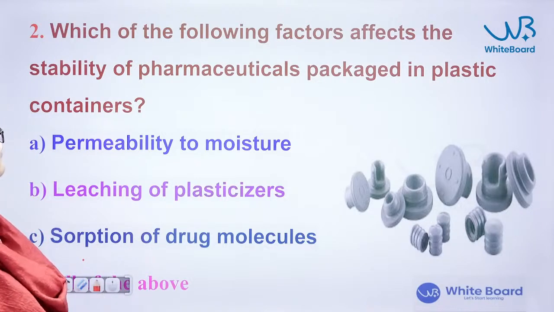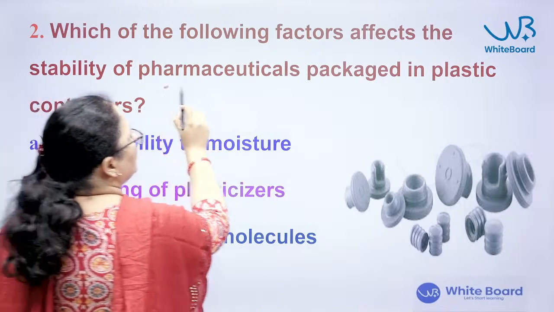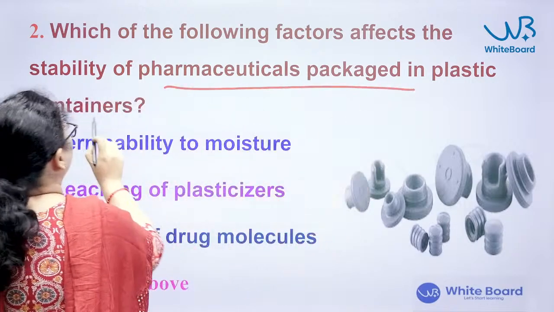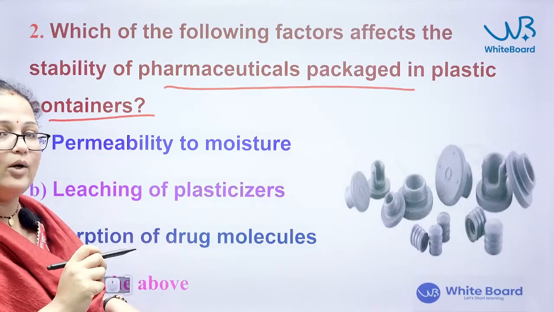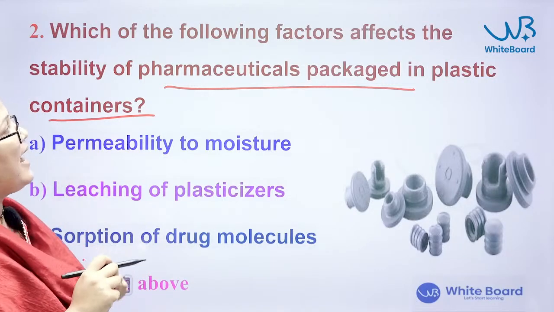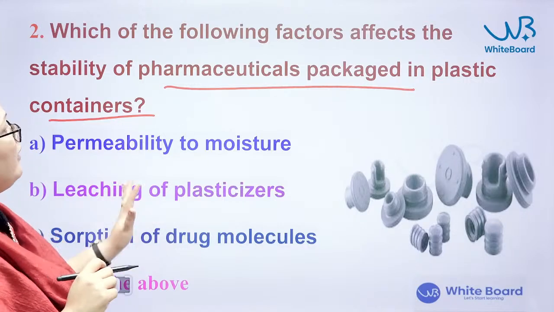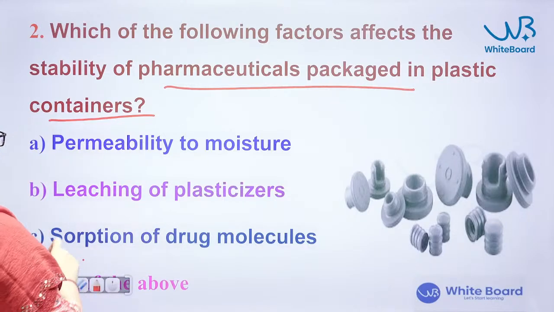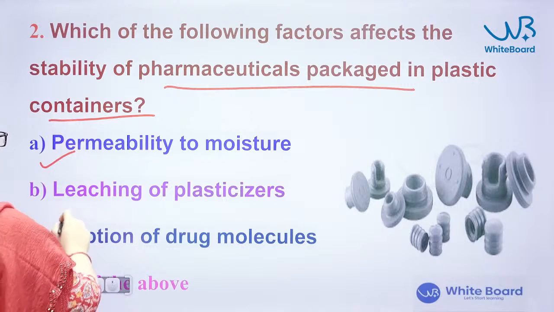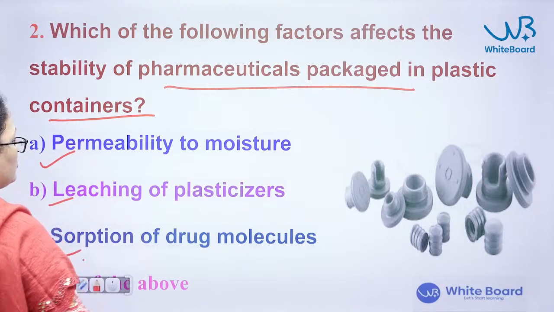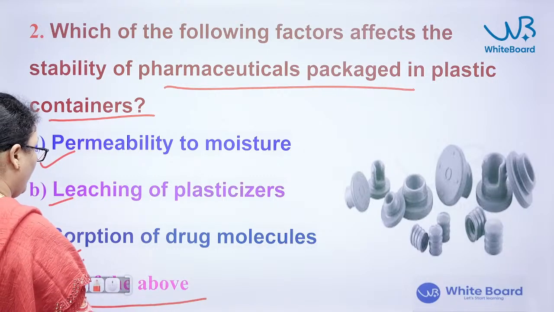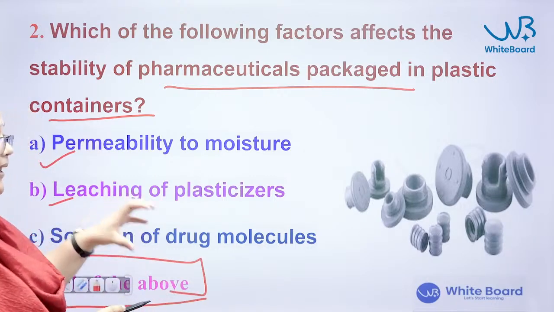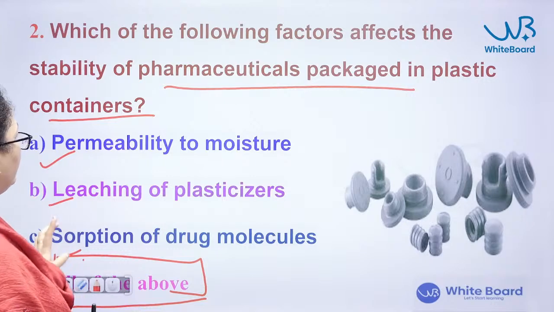Next question, which of the following factors affects the stability of the pharmaceutical package in plastic containers? So, if you are packing in a plastic one, what is happening? What are the factors which will affect its stability? So, permeability to moisture, leaching, next sorption. Okay. So, all the above. So, all will be affected if you are packaging in a plastic container.